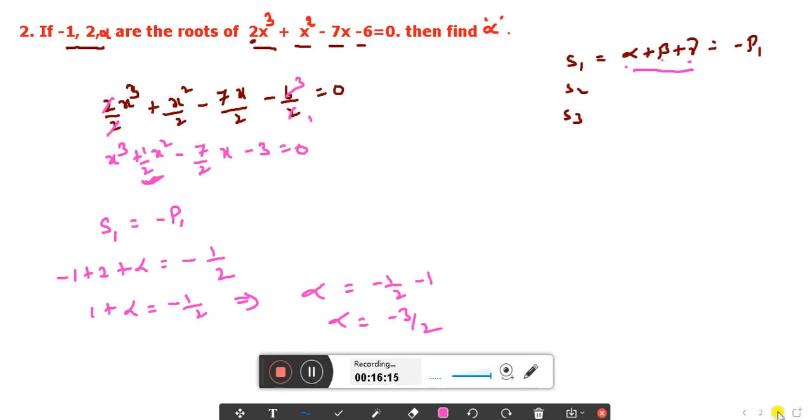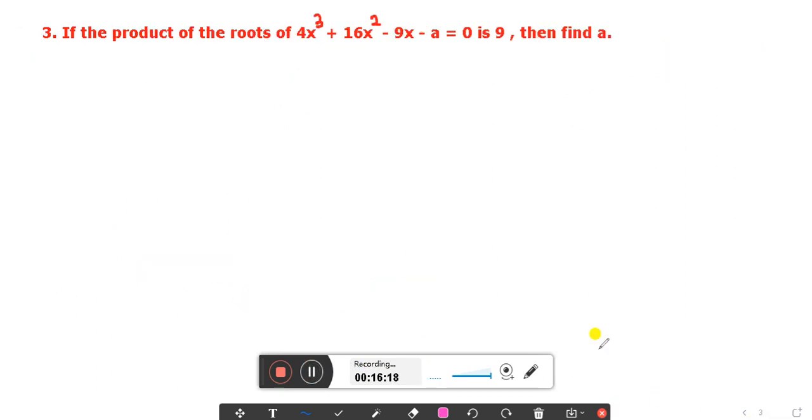Now come to the third question. If the product of the roots of 4x cube plus 16x square minus 9x minus a equals to 0 is 9, find the value. Product of the roots, it is a cubic polynomial equation, so we can take product of the roots is nothing but S3, that equals to minus P3. S3 is nothing but what here? Alpha, beta, gamma equals to minus P3. So this formula we are going to apply.